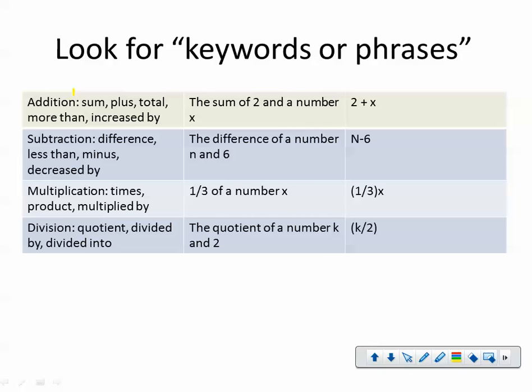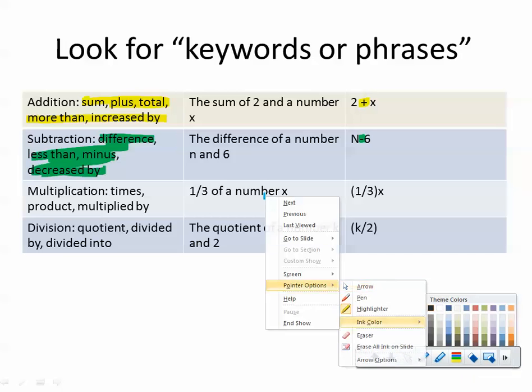So, for example, with addition, when you read words like sum, plus, total, more than, increased by, all of that is going to be translated to your addition sign right there. Whereas if you read words like difference, less than, minus, decreased by, that's all going to translate into a minus sign. You're subtracting the two things together.